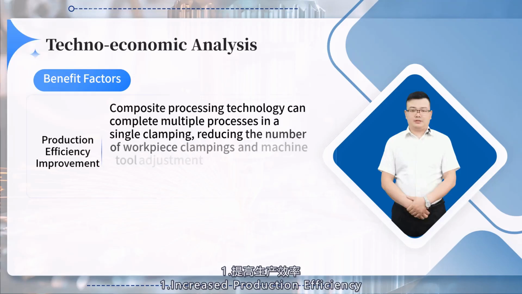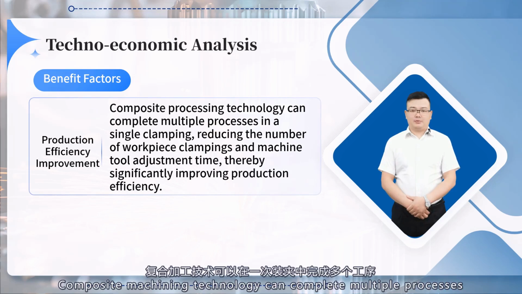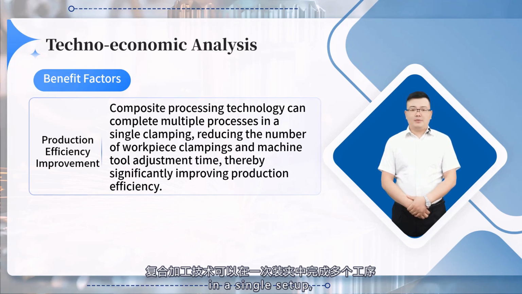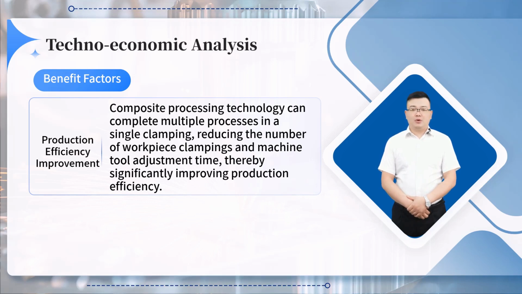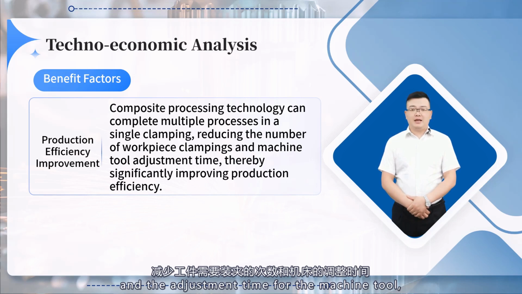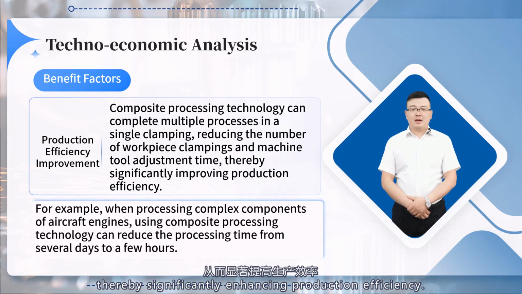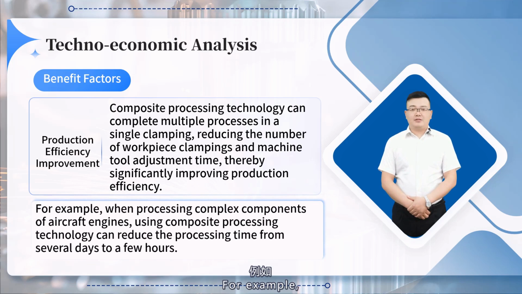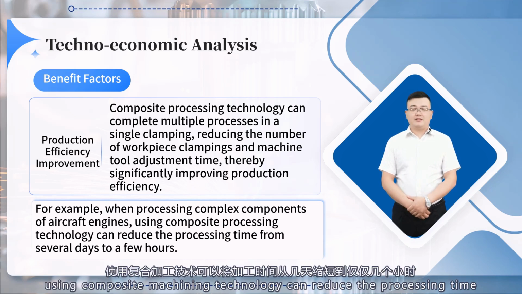1. Increased production efficiency. Composite machining technology can complete multiple processes in a single setup, reducing the number of times a workpiece needs to be clamped and the adjustment time for the machine tool, thereby significantly enhancing production efficiency. For example, when machining complex components of aerospace engines, using composite machining technology can reduce the processing time from several days to just a few hours.